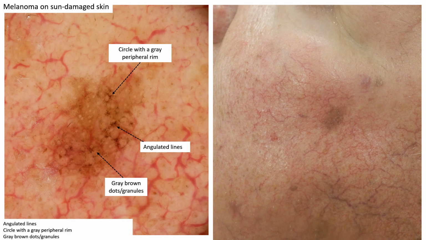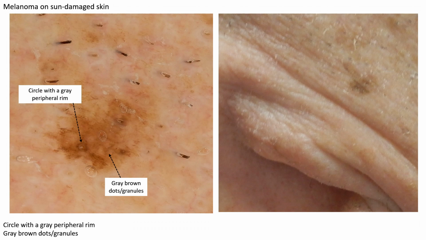In this case, a very subtle lesion. We see the circles with the gray peripheral rim, some angulated lines, and gray-brown dots and granules. And in this particular case, we see circles with a gray peripheral rim, as well as the gray-brown dots and granules.